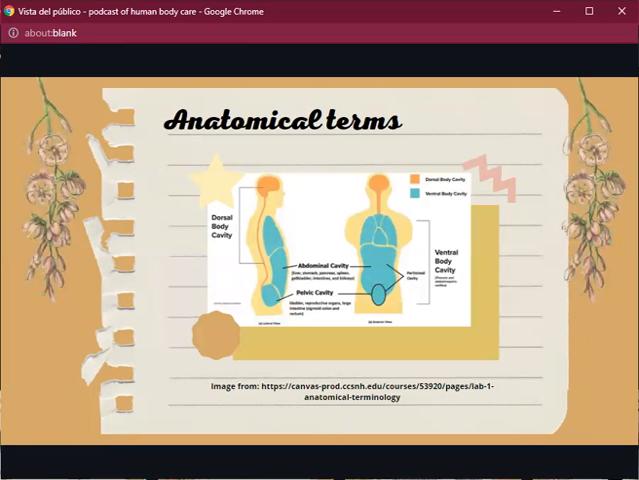Now, the last term of this topic are the body cavities, that are spaces in the body that help us protect, separate, and support our organs. We have two main cavities: the dorsal cavity, that includes cranial and vertebral cavity, and the ventral cavity, that includes thoracic cavity, abdominal cavity, and pelvic cavity.